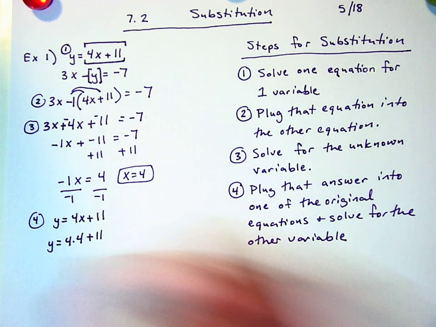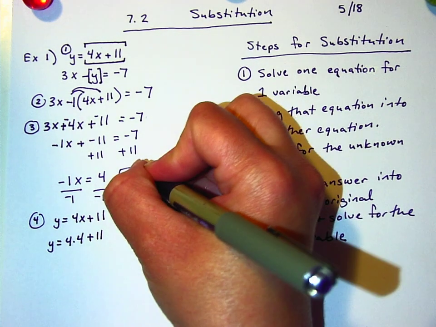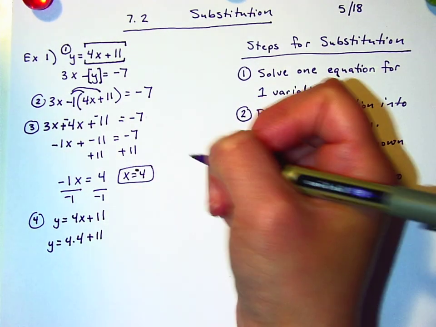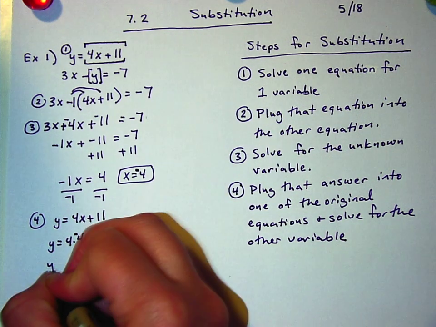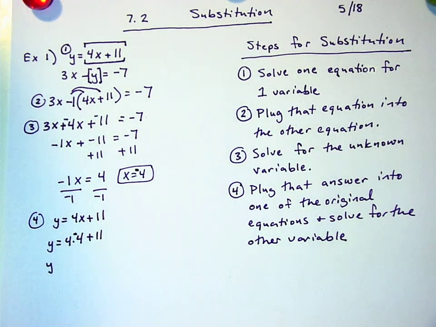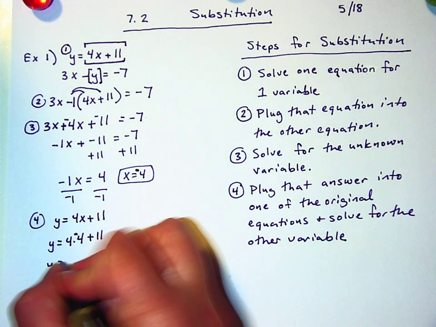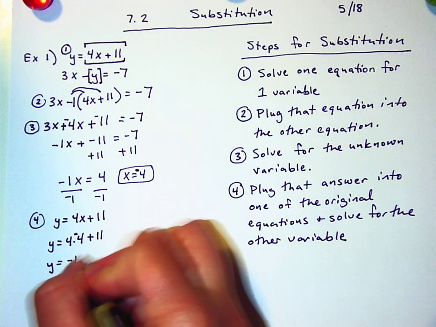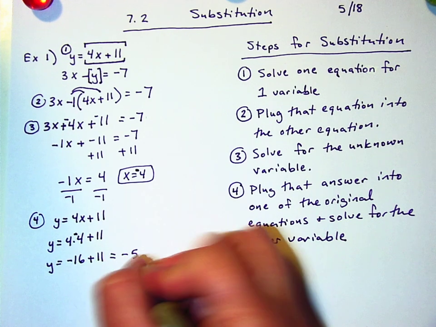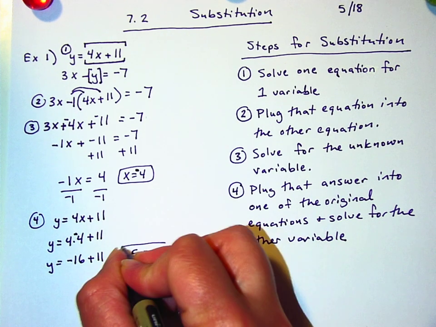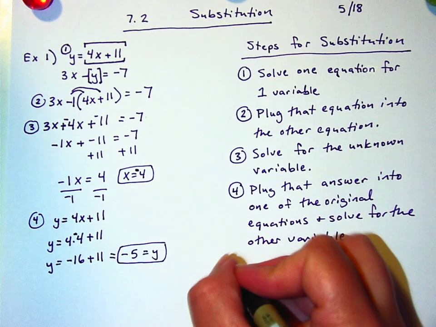Oops, I missed something. I missed a negative right there. None of you were in class to catch me. I'm so used to you guys catching mistakes like that. My bad. So it should have been 4 divided by negative 1 is negative 4. Okay, so now if I plug in negative 4 for x, that's negative 16 plus 11, which is negative 5, and that's y. So now I've got x and y.